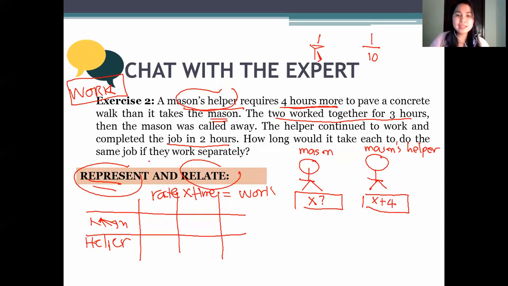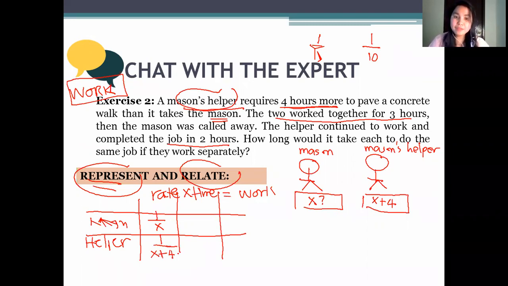Now, let's have for the mason and for the helper. The mason will take X hours to complete the job by himself. So what's his rate in 1 hour? That's 1 over X. Next, the mason's helper needs 4 hours more than the mason. So his or her rate is 1 over X plus 4.